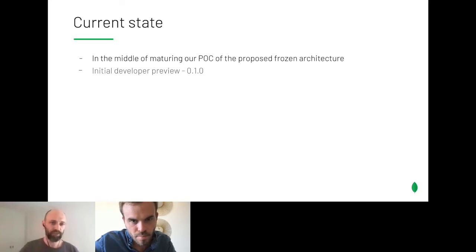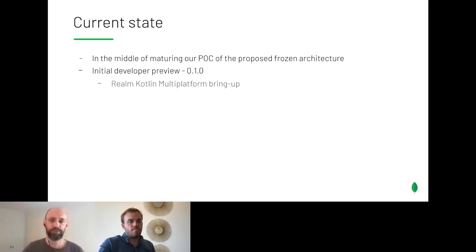We have an initial developer preview in what we call version 0.10. Maybe the best label is Realm Kotlin Multiplatform Bring Up, because it sort of qualifies the overall concept in this multi-platform setting, with our compiler plugin on multiple platforms, also multi-platform C interop, with collecting all these native objects in the various memory management domains.